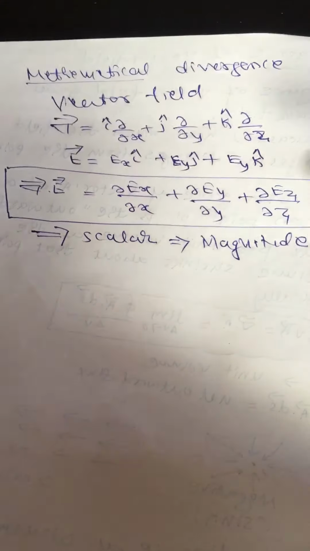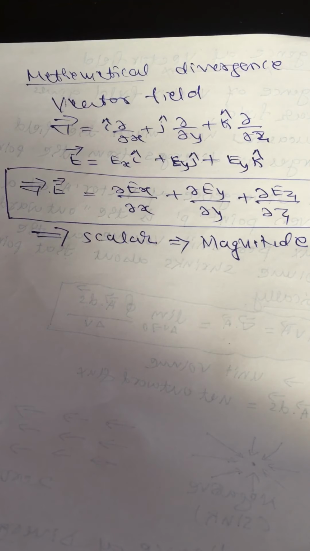Yes or no? The i cap, j cap, k cap get cancelled. There is no question of directions. Divergence of the vector field gives a scalar, which means it gives only magnitude but not direction. Here you should remember the direction disappears. It only tells about the magnitude of the vector field.